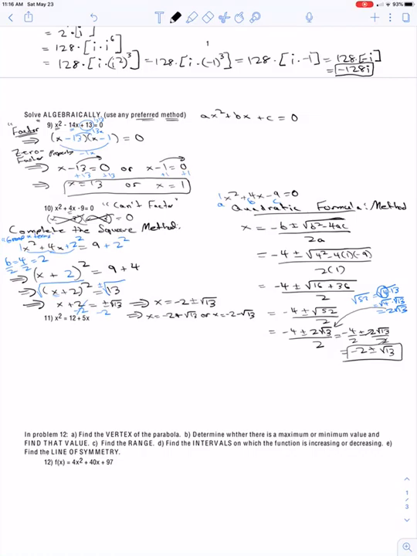So you see both methods. You got your completing the square method, and you got your quadratic formula. Most people probably prefer quadratic formula. So you can see again your solutions. Let's do one more example.